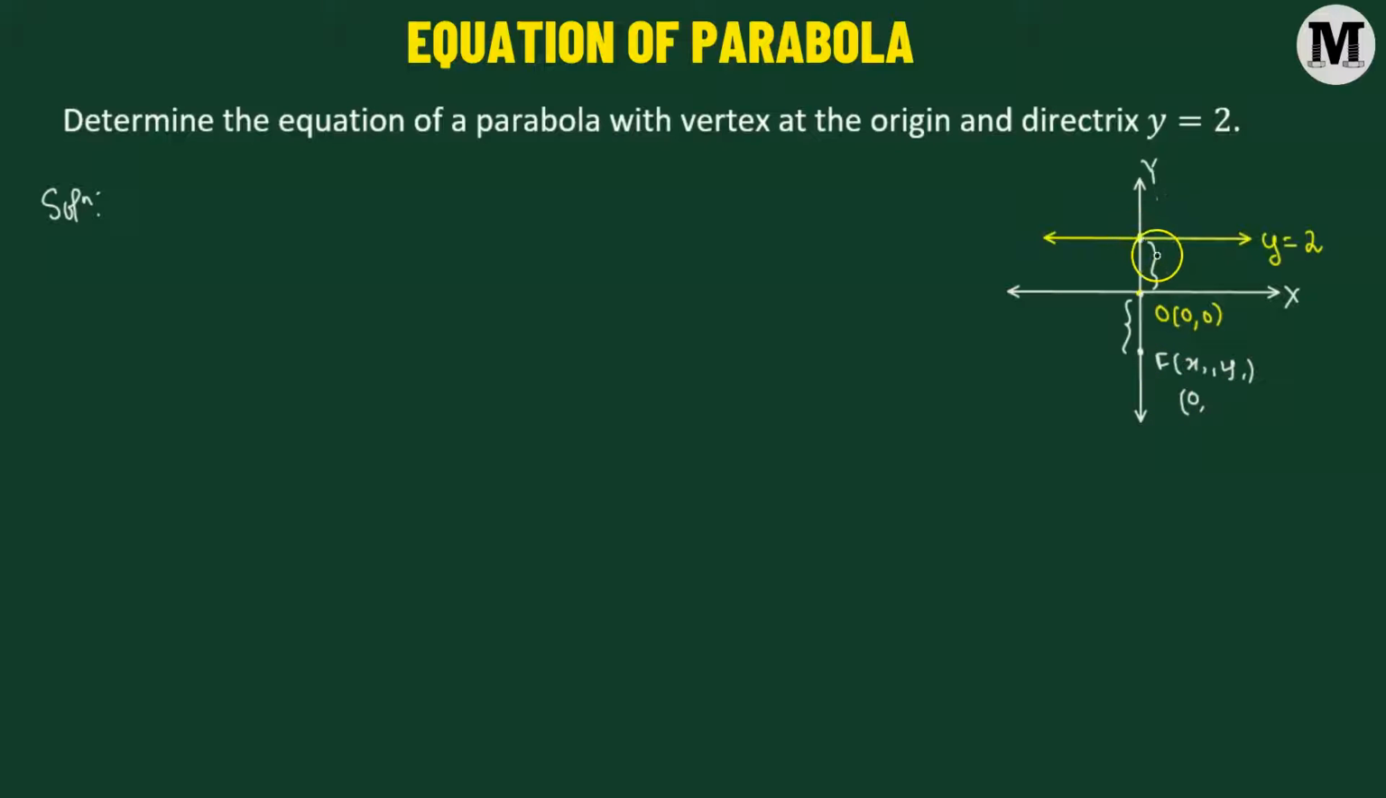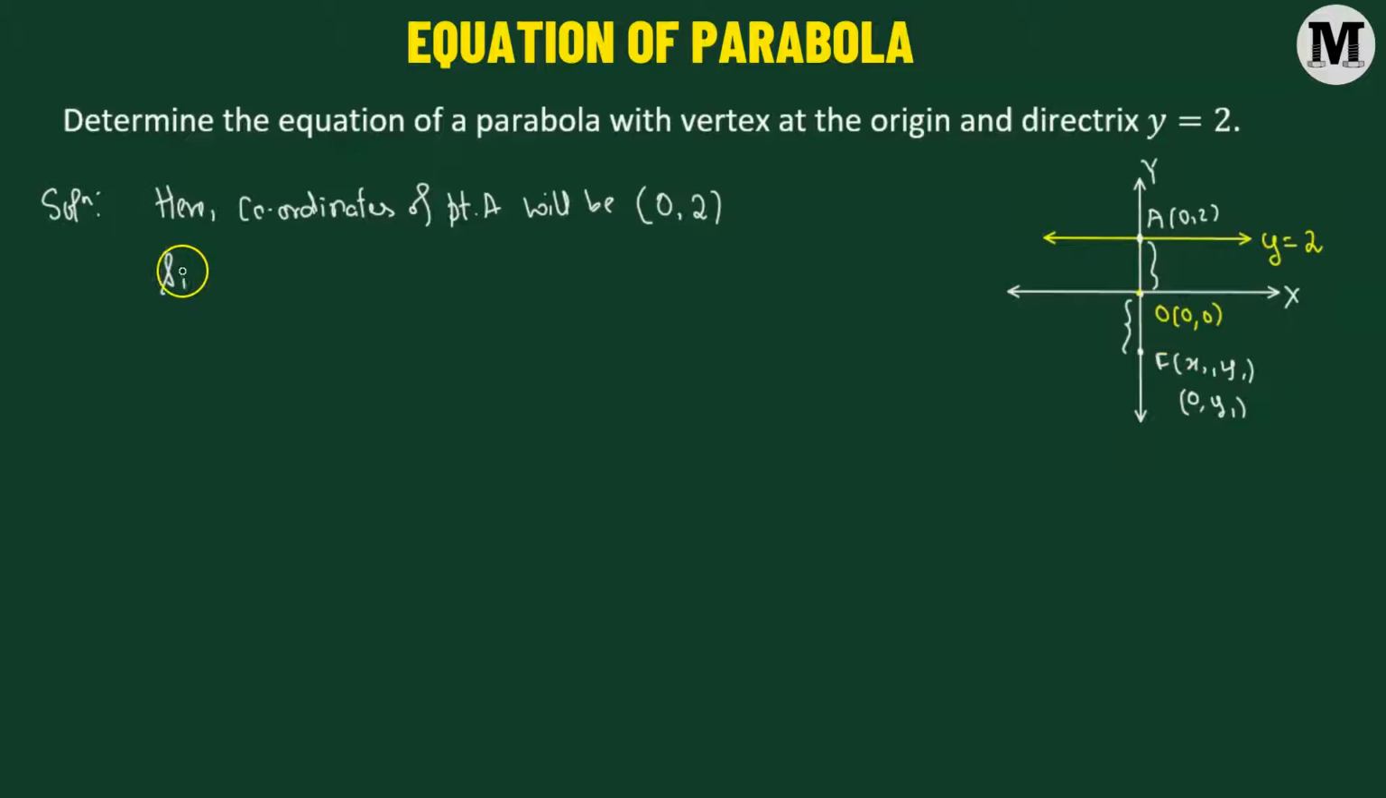Now, if the directrix line is intersecting the y-axis at point A, then the x-coordinate of A is going to be 0 and the y-coordinate is going to be the distance of the point A from the origin. So that's 2 units. So that means the coordinates of point A will be (0, 2). Fine. So let's keep it y1 for the time being. Now we can use the midpoint formula to find the coordinates of F.